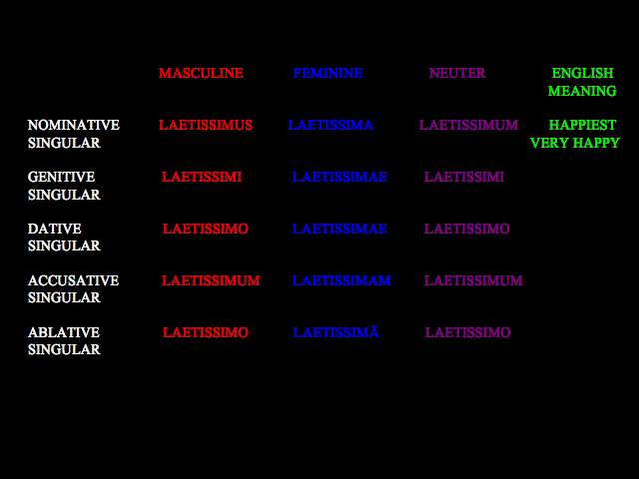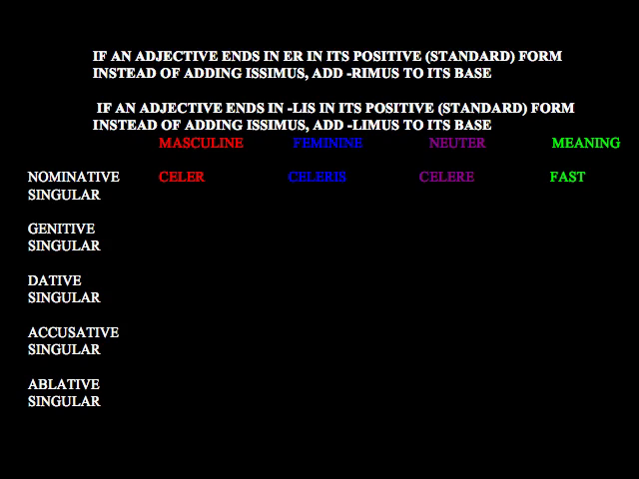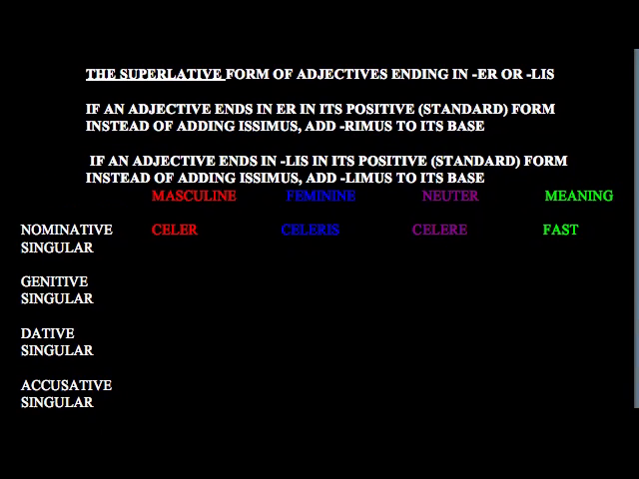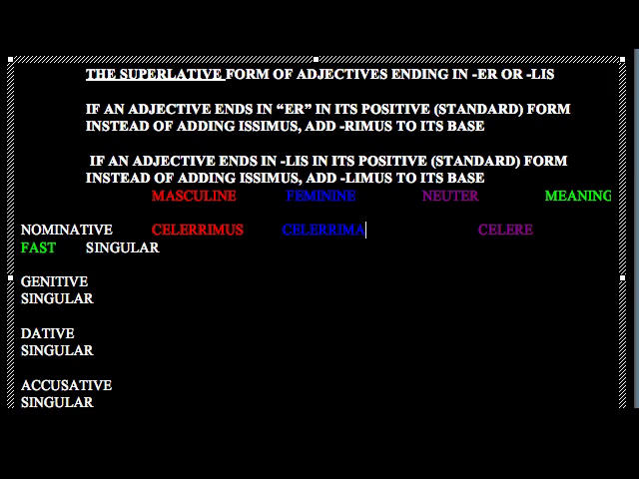Now lastly, there are some superlatives that are slightly irregular. These are the superlative forms of adjectives that end in ER or LIS. So again, you're still going to take its base, you're still going to add the imus at the end, but instead of adding issimus, if an adjective ends in ER in its positive or standard form, you're just going to add rimus. So celer becomes celerrimus, celerrima, celerrimum.